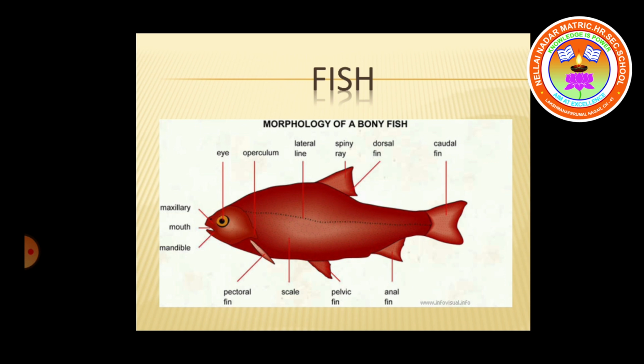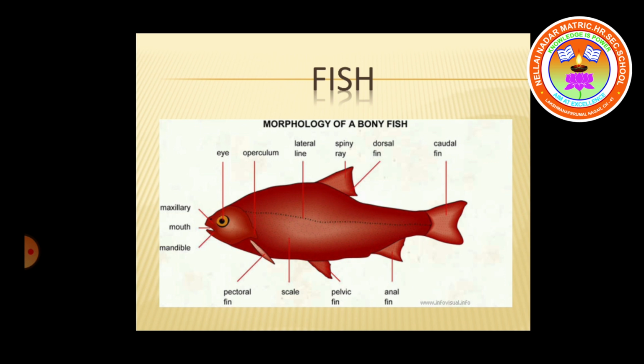Now the third one is that most of the fishes have slippery scales. They have slippery scales around the body, which help to protect their body. So it is a mode of protection. The fish's body is covered by scales. What is the function of scales? It protects the body of the fish. So it is also an adaptation.